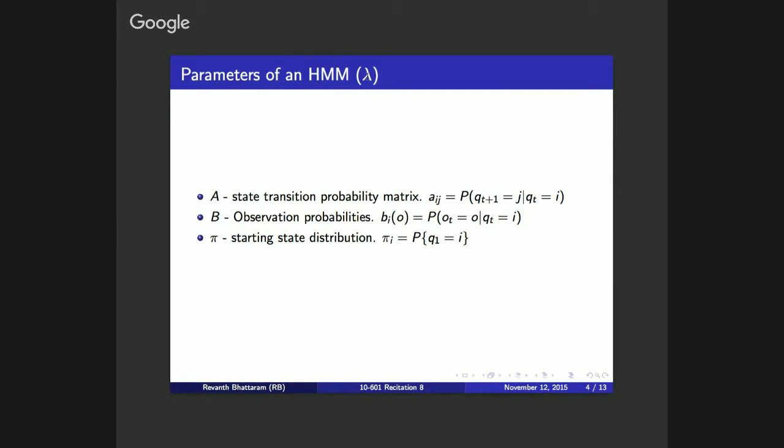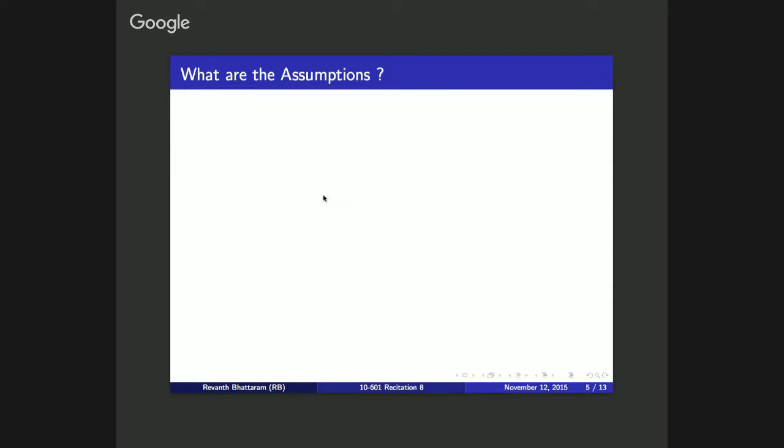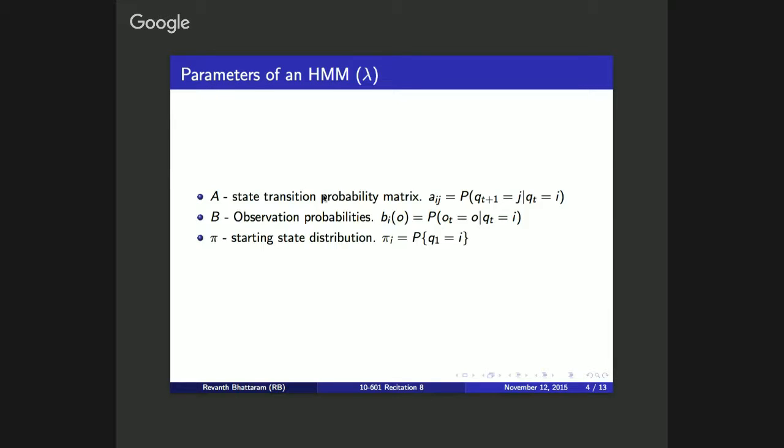For the parameters, we're just going to use some shorthand notation. Whenever we use lambda, we denote the parameters A, B, and pi. So whenever I say the probability of an observation sequence O given some lambda, it means that I've defined the parameters. What is the probability that I'll observe this observation sequence given these parameters? That's just some shorthand notation.